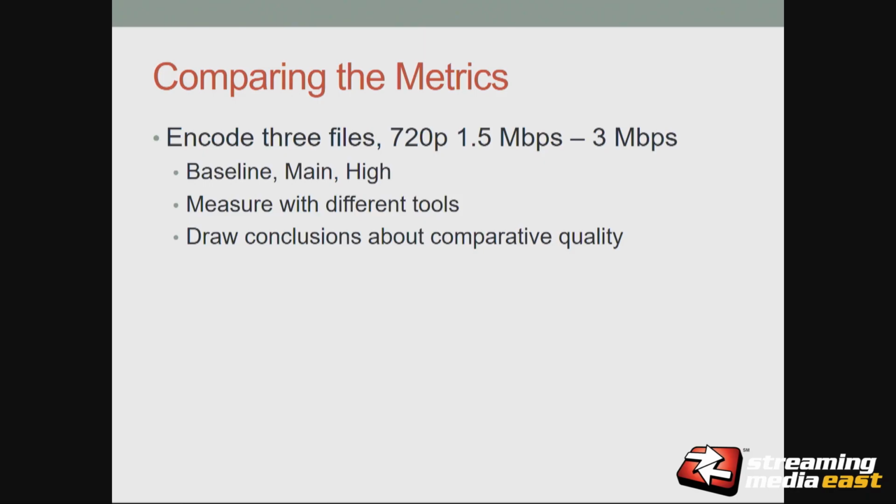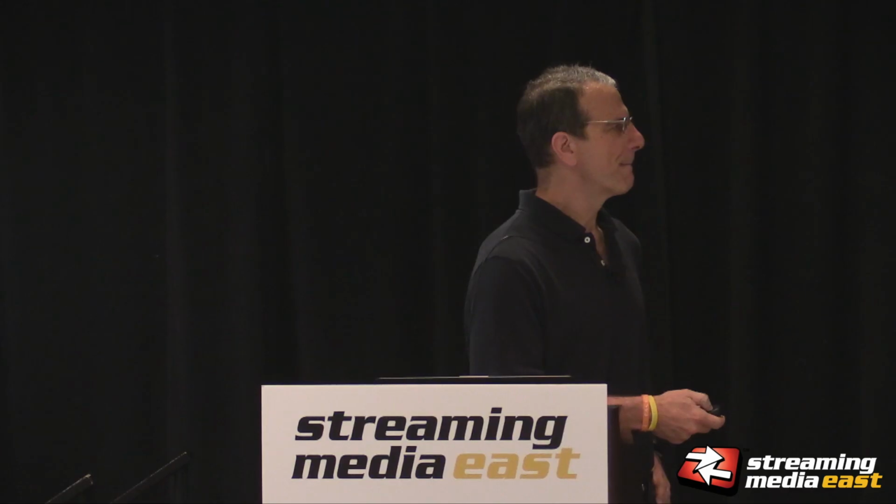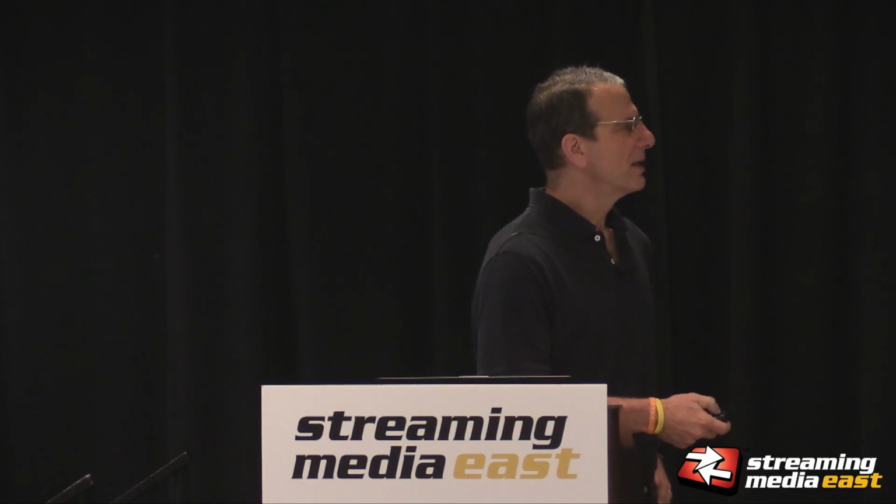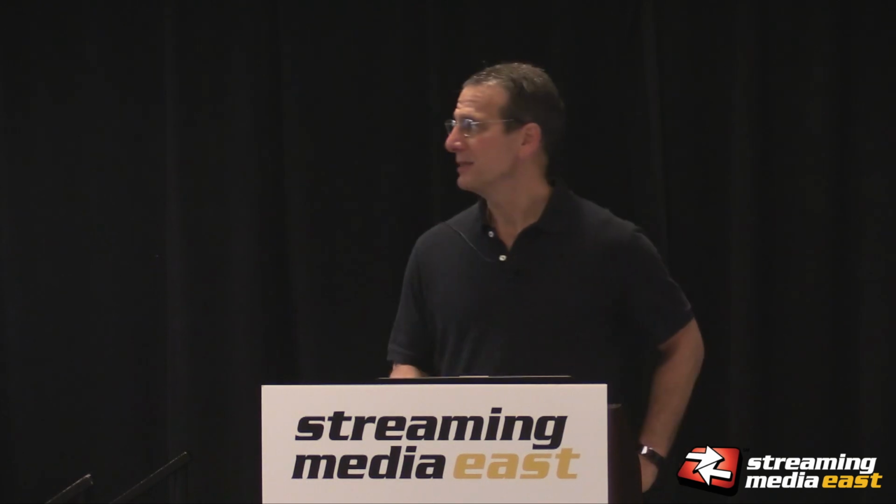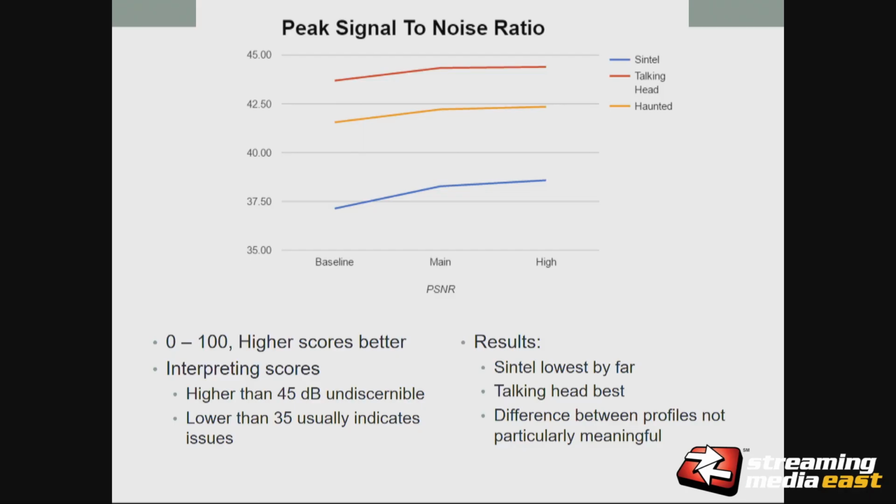This is kind of a mini comparison between the metrics. So I had 3 files, 720p, 1.5 megabits per second, 3 megabits a second, and I encoded baseline, main, and high, and then I measured with the different tools, and then I wanted to see how those tools rated those videos. So this is peak signal to noise ratio, and we're seeing Syntel, Talking Head, so there's 3 source videos encoded using the baseline, main, and high profile at similar data rates.